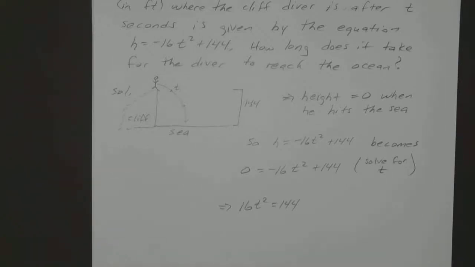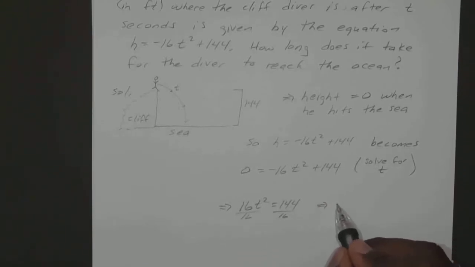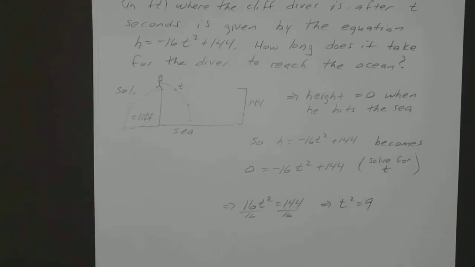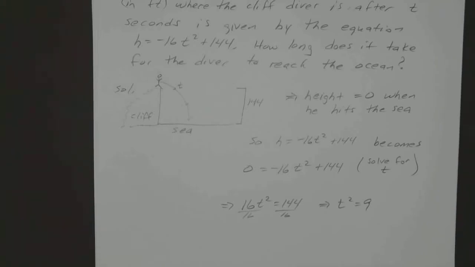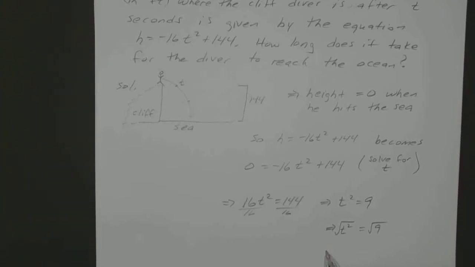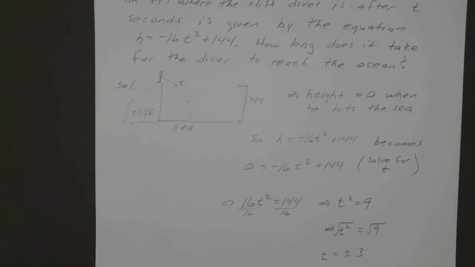So if we divide both sides by 16, we end up with t squared equals 144 divided by 16, which is 9. Okay, so we square root both sides. We end up with t equals plus or minus the square root of 9, which is 3. So t equals 3, or t equals negative 3.